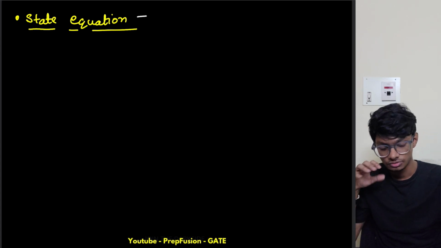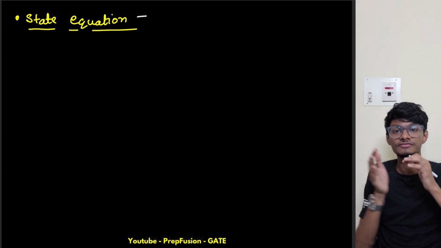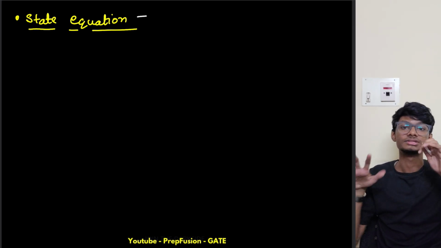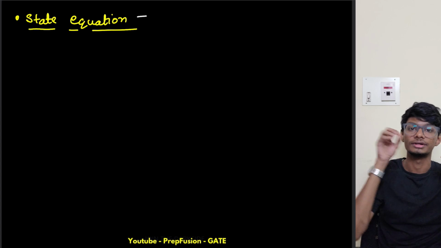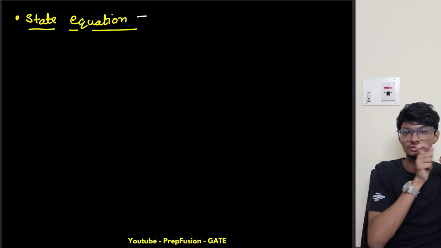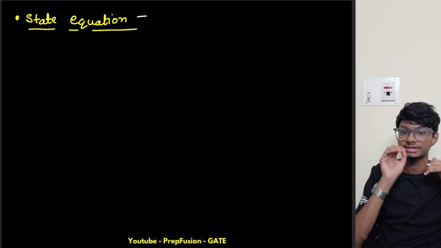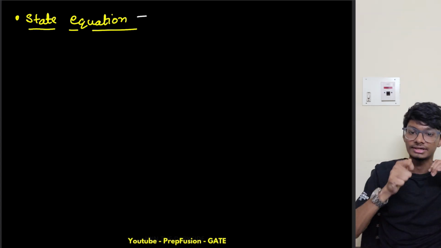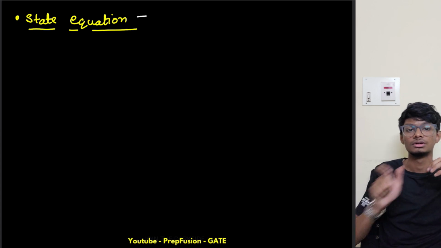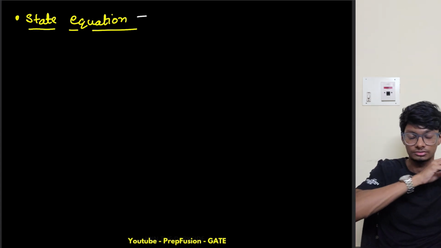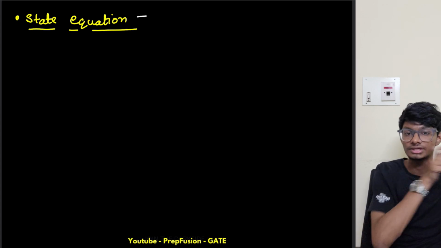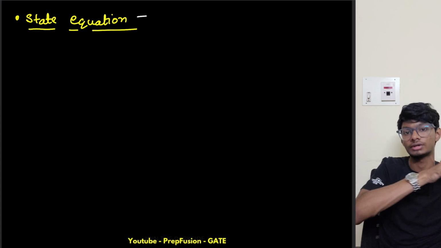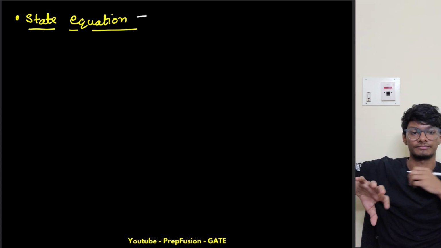A state equation is basically a first order differential equation which relates the change of the state variable with respect to the state variable and input itself. All of them are functions of time. So a state equation is a first order differential equation which relates the change of the state variable with the state variable and the input the system is getting, with respect to time, as both of them are functions of time.